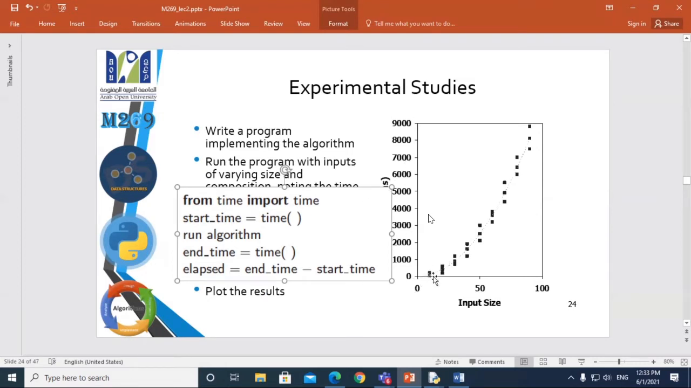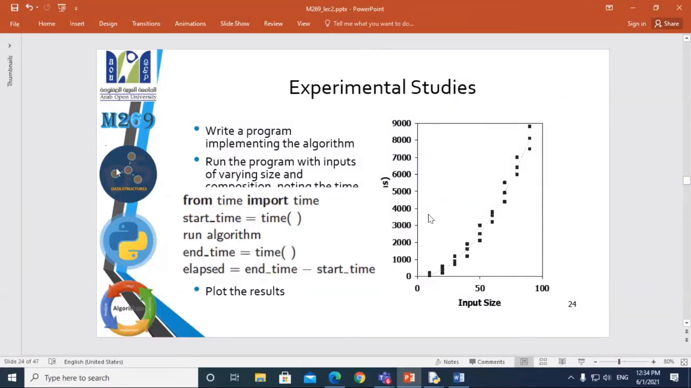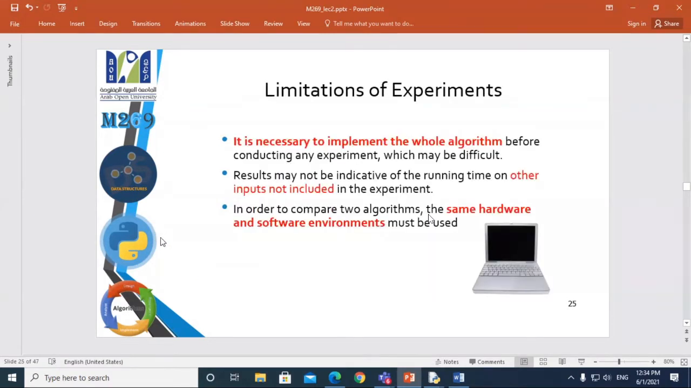So if I have one input, it took, for example, 1 second. When I had 10 inputs, it took, for example, 5 seconds. So the more inputs, as mentioned, ascending, the more time. We call this experimental studies. It is good and gives good results, but there is a problem: you must write the program.